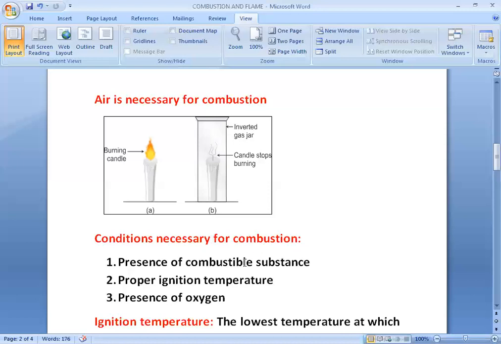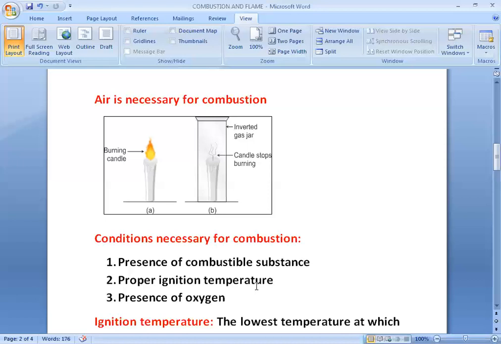First is presence of combustible substance. If the substance you have taken to burn is non-combustible, suppose you have taken a stone, and if you burn it, combustion will not happen at all. So for combustion the substance should be combustible. So presence of combustible material and presence of oxygen gas. If oxygen gas is not there, combustion will not take place. Okay, and the last condition is proper ignition temperature.